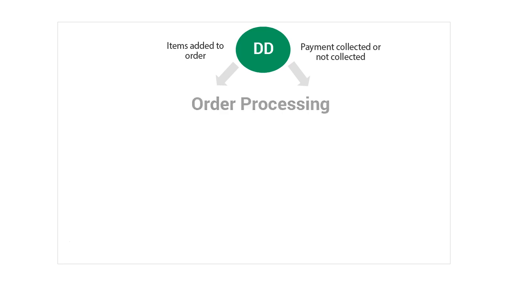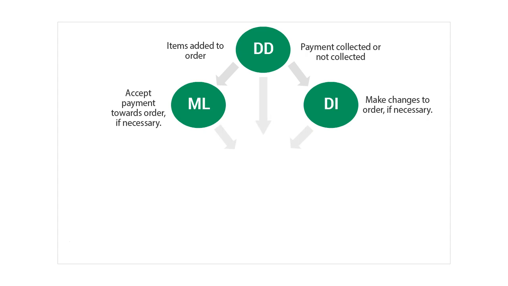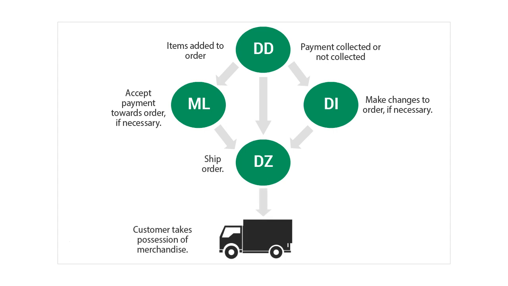While in order processing, you can use the ML transaction type in point of sale entry to accept payments from the customer towards the order. Using the DI transaction type, you can make changes to the order if necessary. When the order is ready for delivery, the DZ transaction type is used to ship the order to the customer.